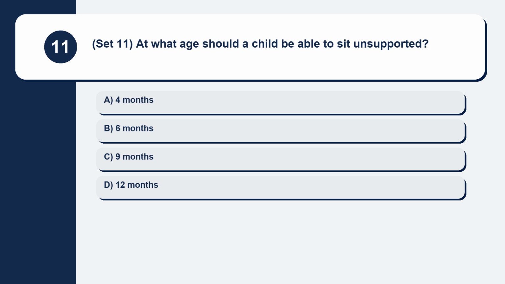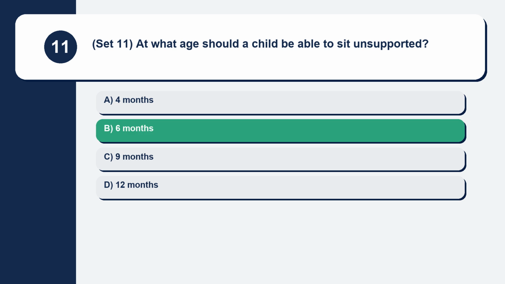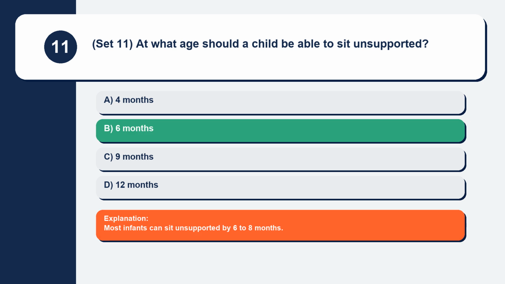Question 11. Set 11. At what age should a child be able to sit unsupported? 4 months, 6 months, 9 months, 12 months. Most infants can sit unsupported by 6 to 8 months.